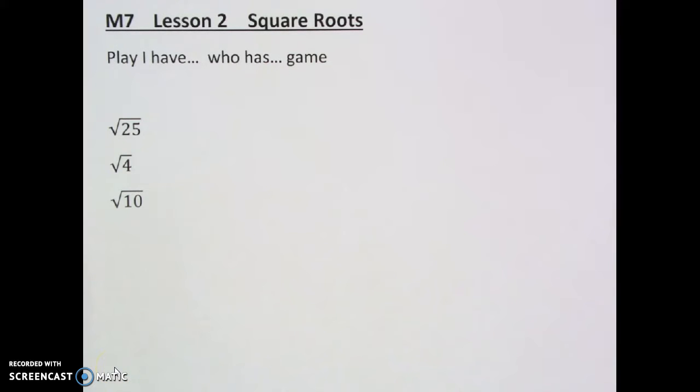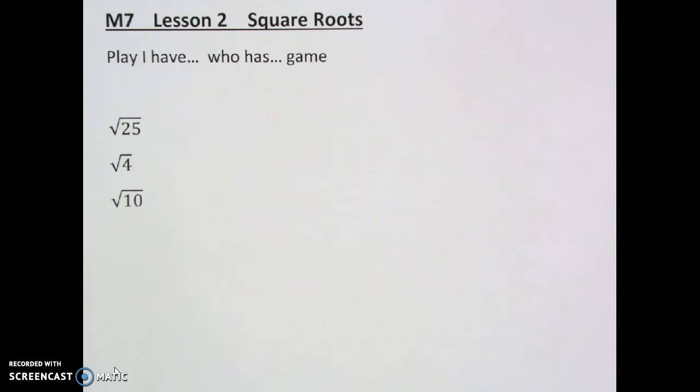Module 7, Lesson 2, Square Roots. If we haven't played the I Have, Who Has game, we will be doing that here shortly. Square roots, we've already talked about when we did the Pythagorean theorem, so this should be a review for you. We also looked at it a little bit in Lesson 1 when we were squaring things.